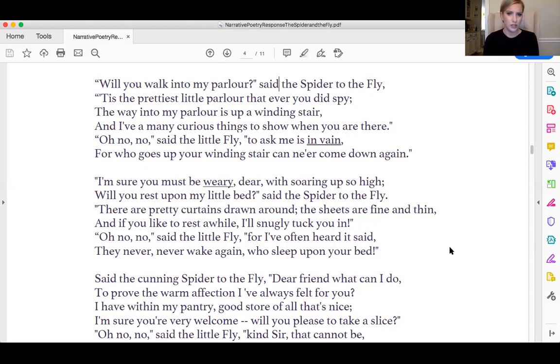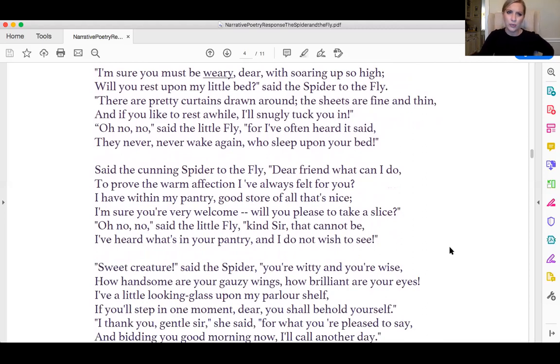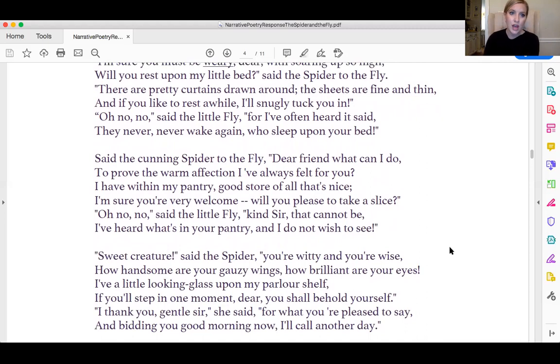"Oh, no, no," said the little fly, "for I've often heard it said, they never, never wake again who sleep upon your bed." Said the cunning spider to the fly, "Dear friend, what can I do to prove the warm affection I have always felt for you? I have within my pantry good store of all that's nice. I'm sure you're very welcome. Will you please to take a slice?"